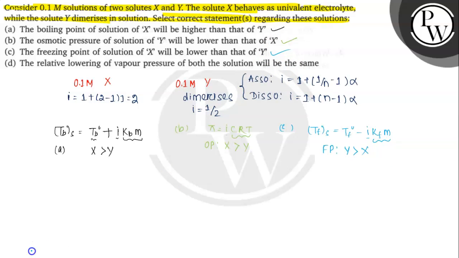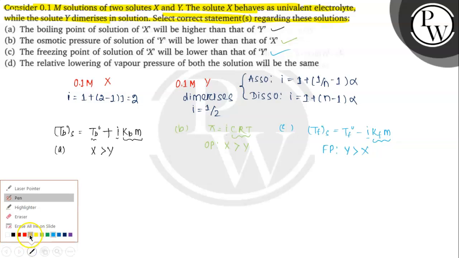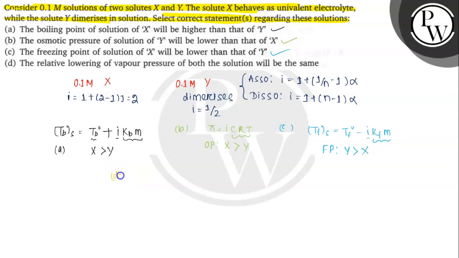Now coming to option D. Option D says relative lowering of vapor pressure. Relative lowering of vapor pressure is also directly proportional to the Van't Hoff factor. That means the more the Van't Hoff factor, the more the relative lowering of vapor pressure. So it cannot be the same because they have different i values, one has 2 and another has 1 by 2. So they will never be the same, and the relative lowering of vapor pressure in case of X is higher than Y. So this statement is incorrect.